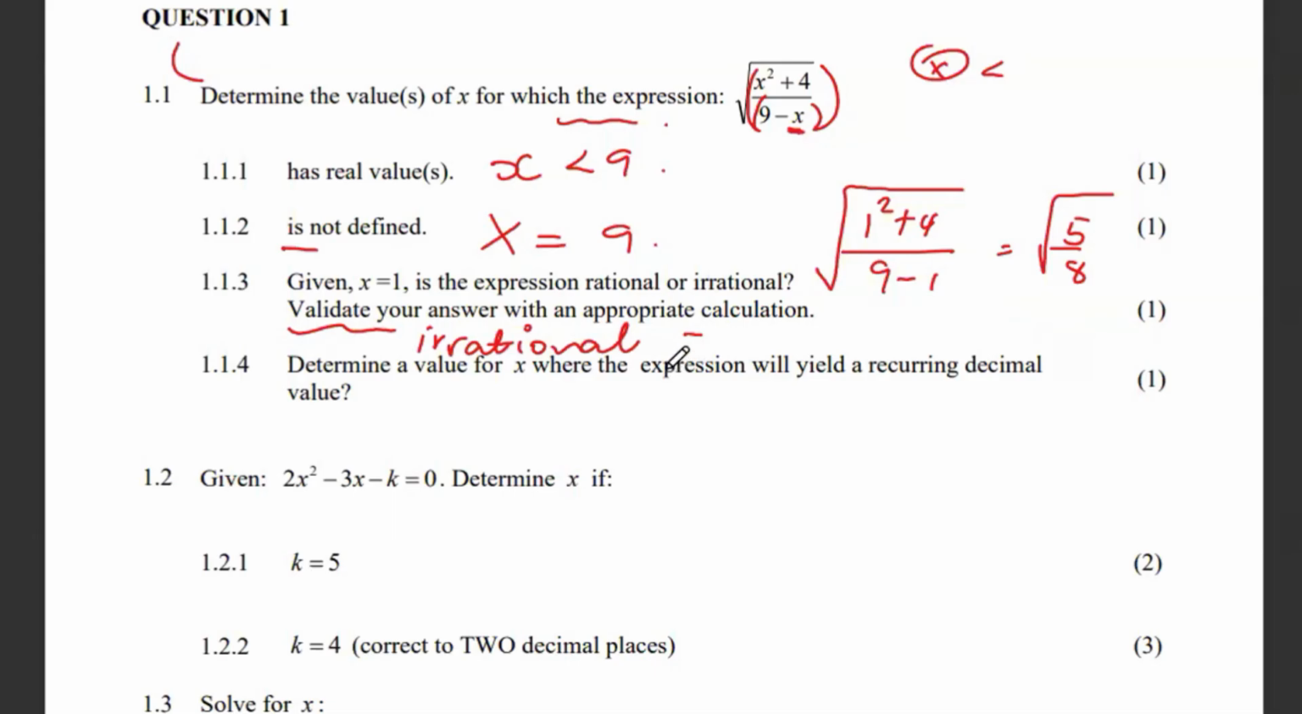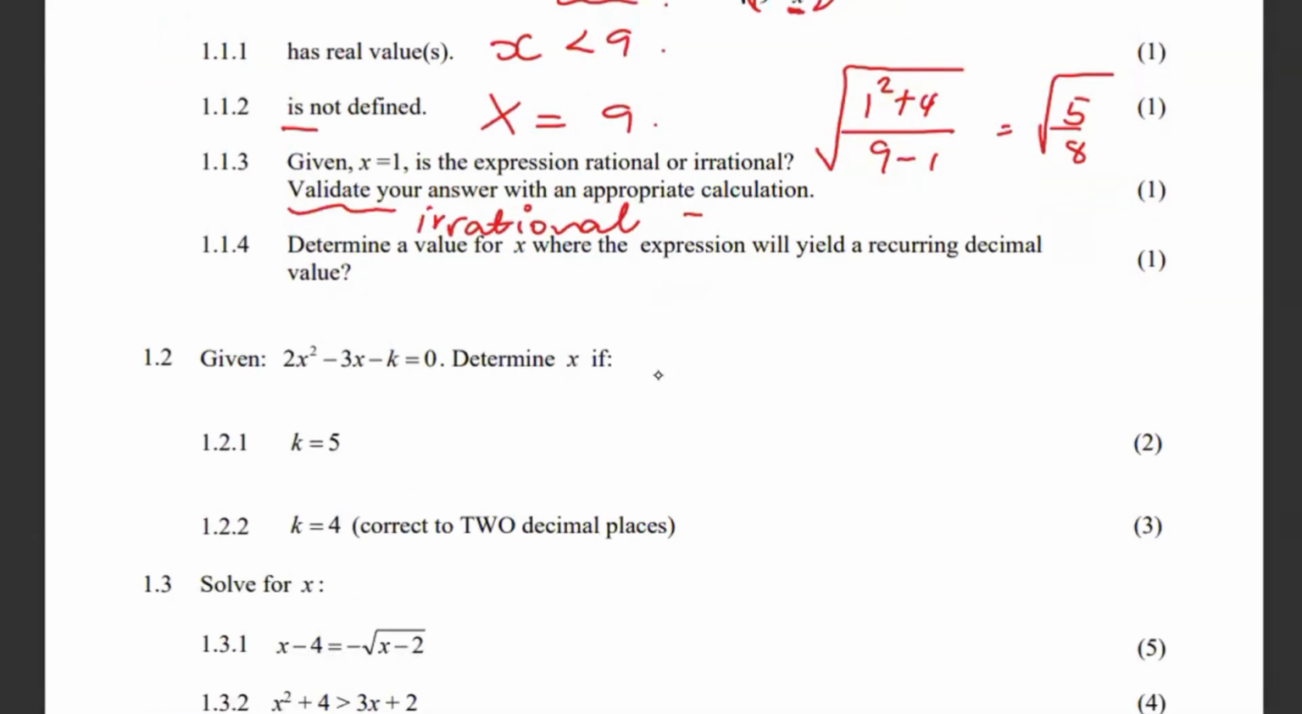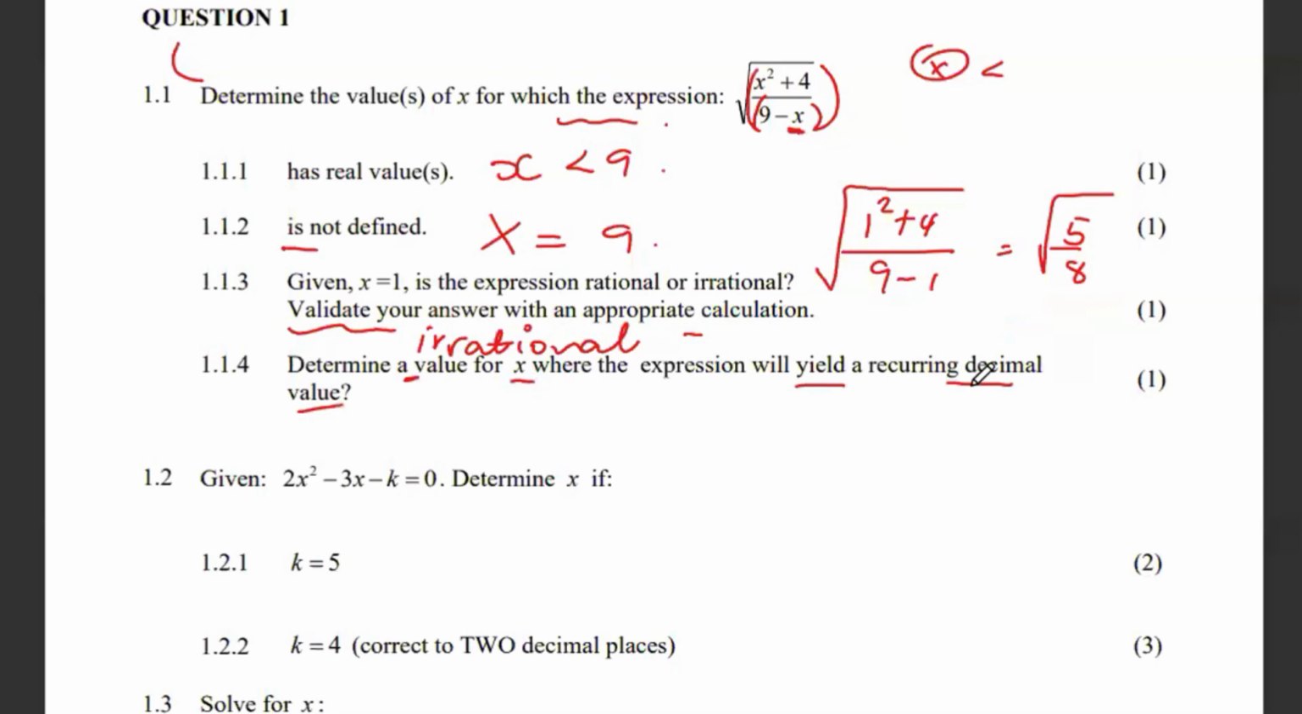Then 1.1.4, determine a value, just one, of x, where the expression will yield a recurring decimal. Think of a number where the decimal is going to be recurring. How about if we think of 0 to be our number? What if it's a 0? Because that's going to be 4 over 9. The square root of that is going to be 2 over 3, which is recurring. So x is a 0.